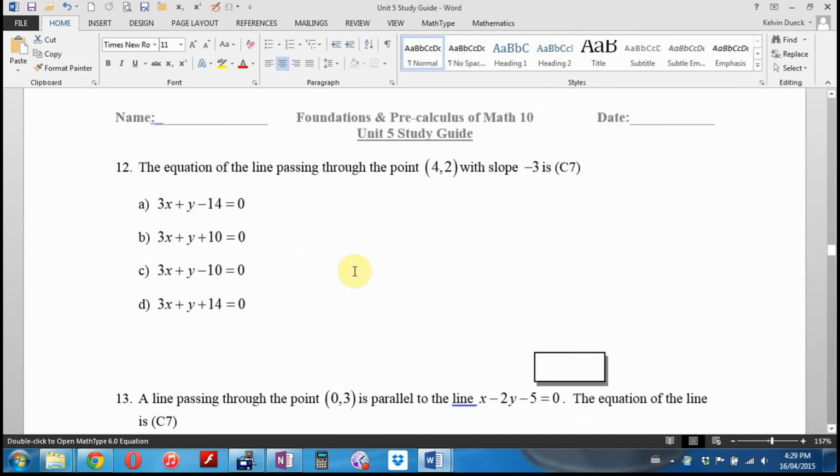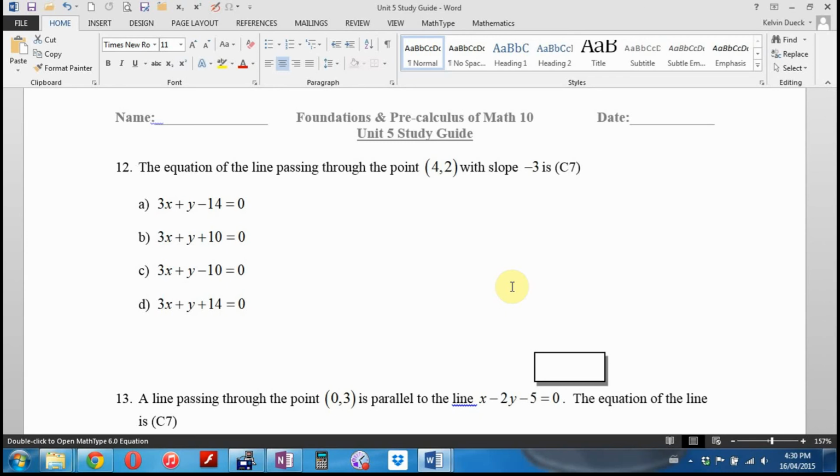Look at the next one. The equation of the line passing through the point blah, blah, blah, with slope blah. Oh, they want the equation? I ask myself 2 questions. Are you starting a pattern? Do I know the slope? They told me. -3. Did they give me a point? Yeah. Then I can find the equation.